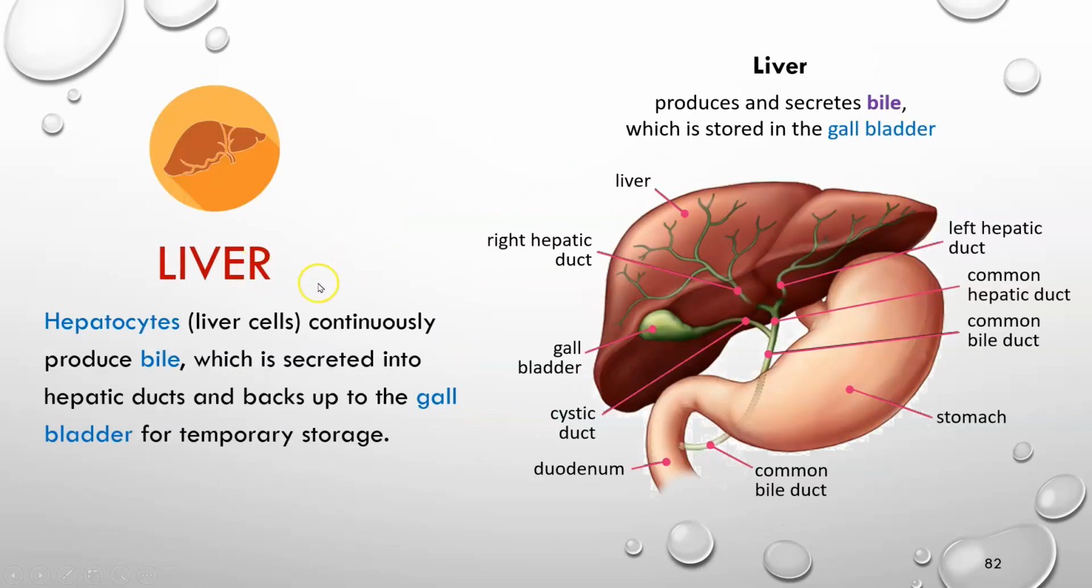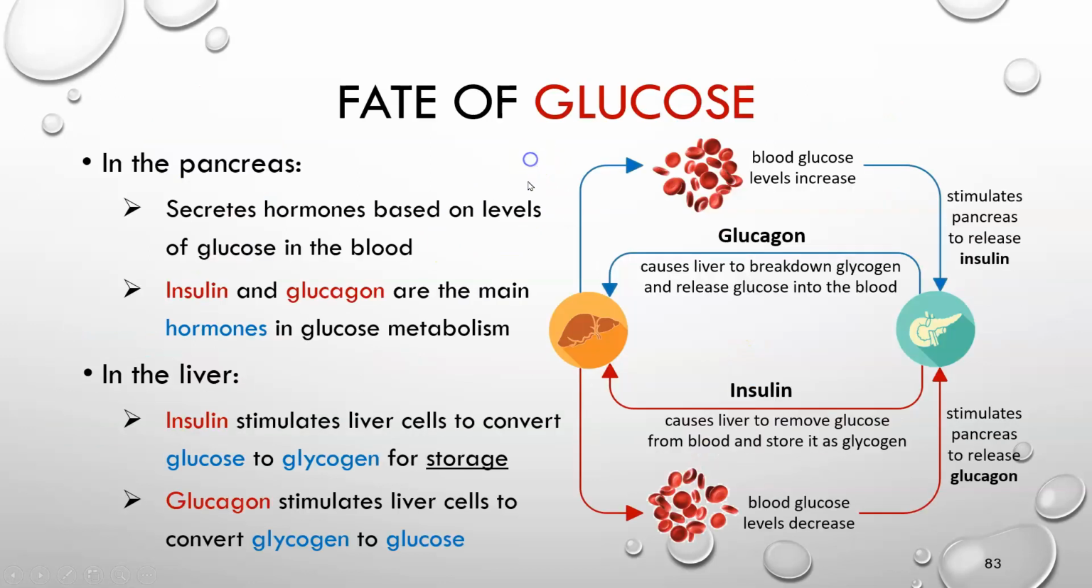Okay, so our liver cells continuously produce bile, which is secreted into the gallbladder for temporary storage. So over here, you can see that the liver is producing and secreting the bile, which gets stored in the gallbladder. You don't need to worry about all these words over here, unless maybe you want to be a doctor or something. Then maybe you can study all this.